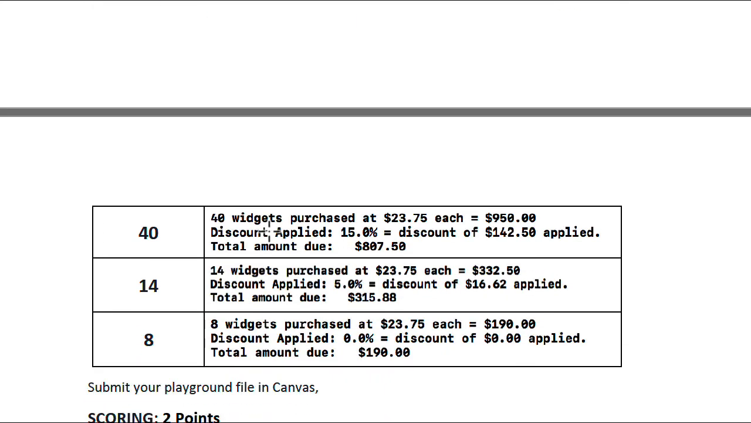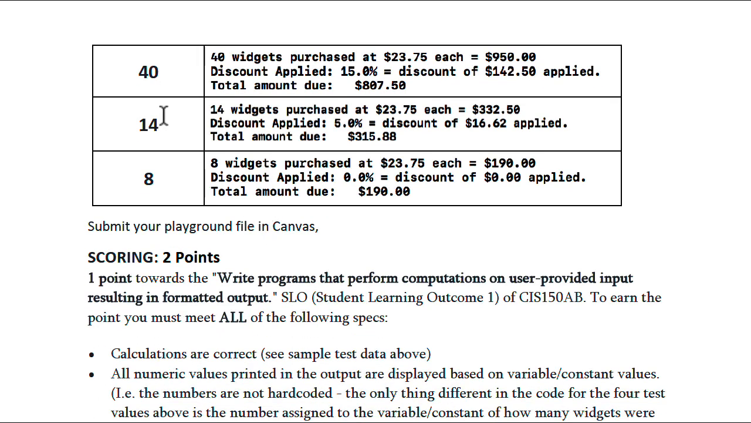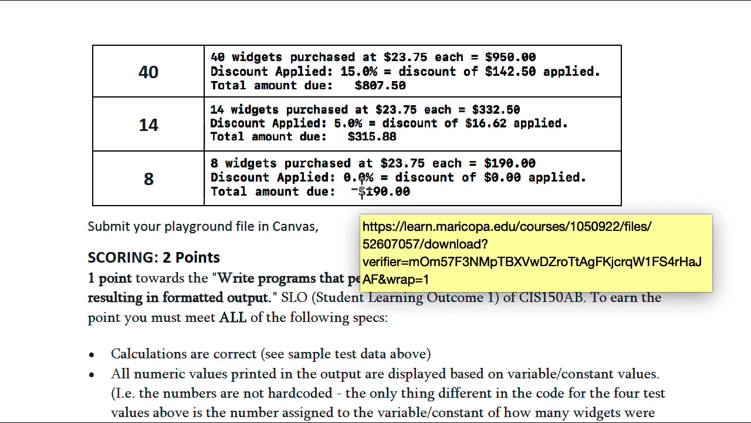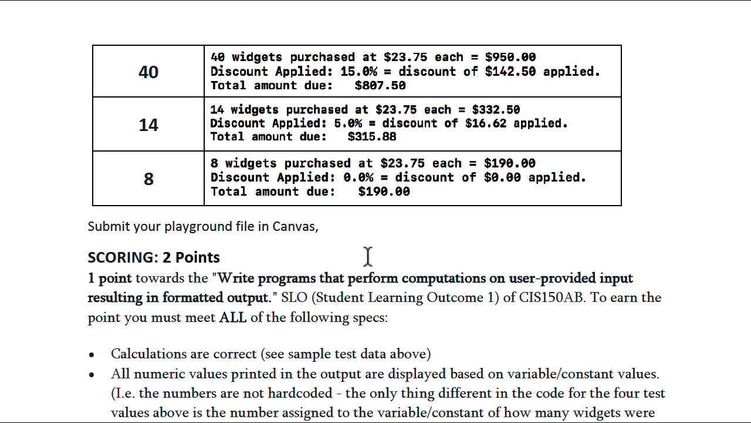So there's 25. Here are the values for 40, 14, and 8. For 40, we're going to apply a 15% discount, 14 will apply a 5%, and 8 will apply no discount because it's less than 10.